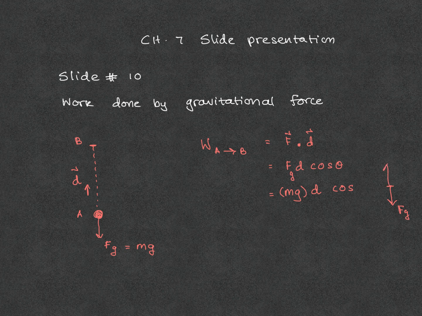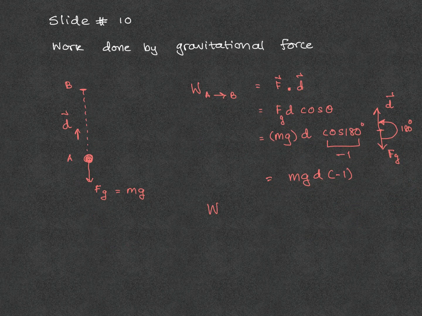Fg is pointed downward, d is pointed upward, and the angle between the two is 180. So you substitute theta by 180, and cosine 180 is nothing but minus 1. So you end up getting mgd times minus 1. W A to B therefore equals negative mgd. So that is the work done by the gravitational force when going from A to B.